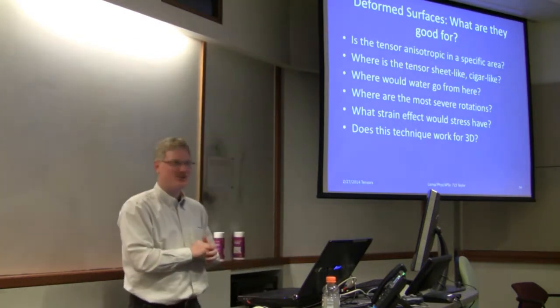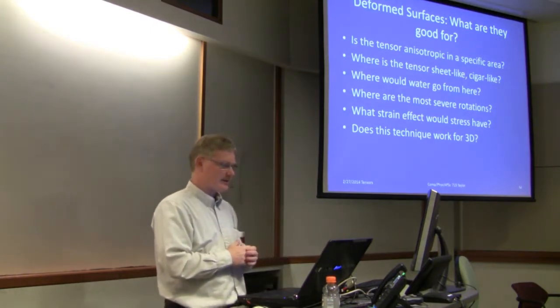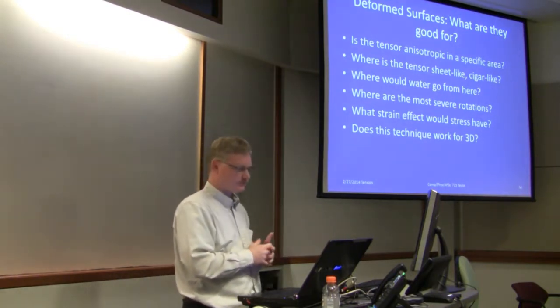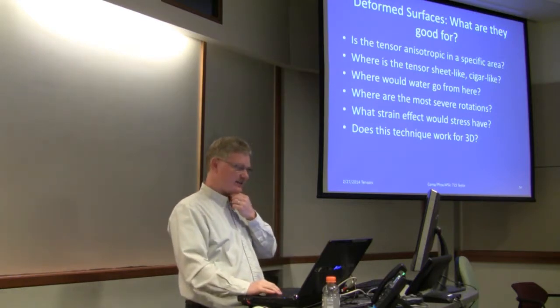All right. So deformation surfaces, what are they good for? Anisotropic in a specific area. Yes. Sheet, tensor-like, cigar-like.